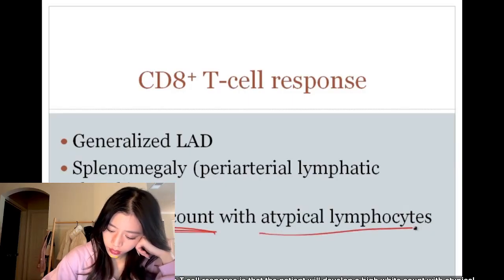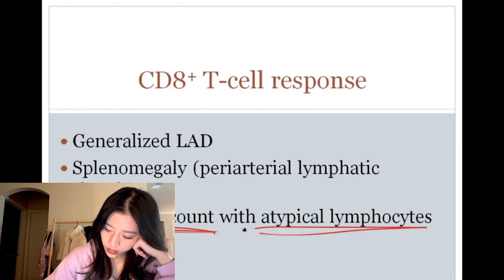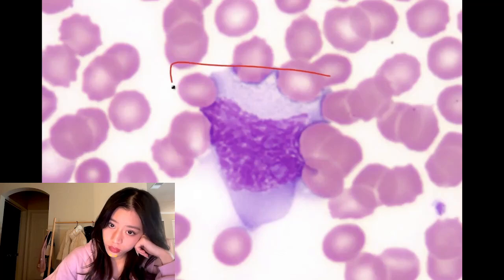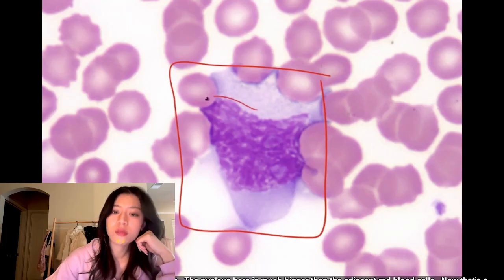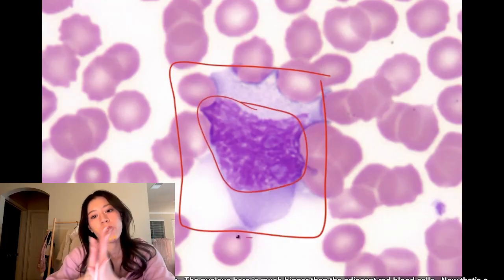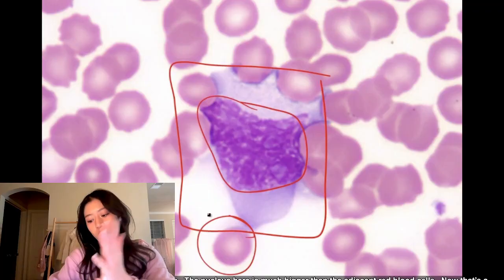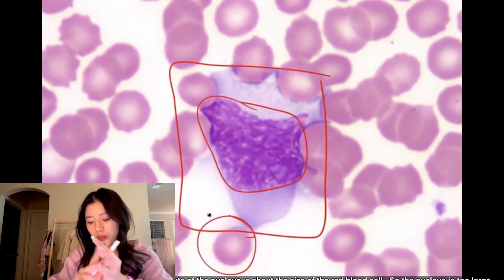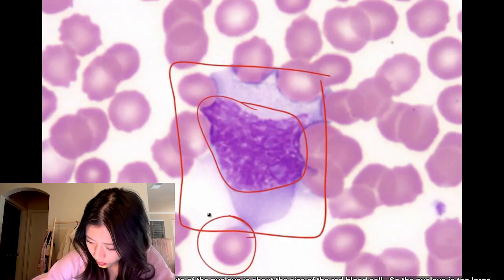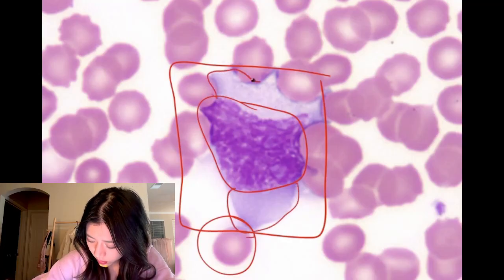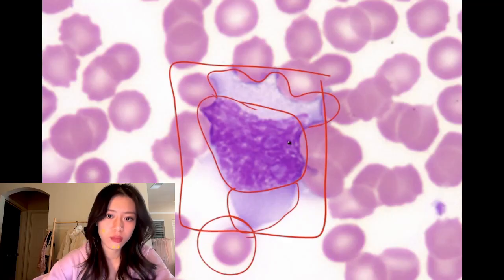The third consequence of having a CD8 positive T cell response is that the patient will develop a high white count with atypical lymphocytes. Those atypical lymphocytes are actually CD8 positive T cells. Here's the atypical lymphocyte, and a few reasons why it's atypical. Number one, look at the nucleus. The nucleus here is much bigger than the adjacent red blood cells. Now that's a little bit abnormal because normally the lymphocyte nucleus is about the size of a red blood cell. So the nucleus is too large. At the same time, it has this abundant blue cytoplasm, which a lymphocyte usually doesn't have so much of. So these are some important atypical features.